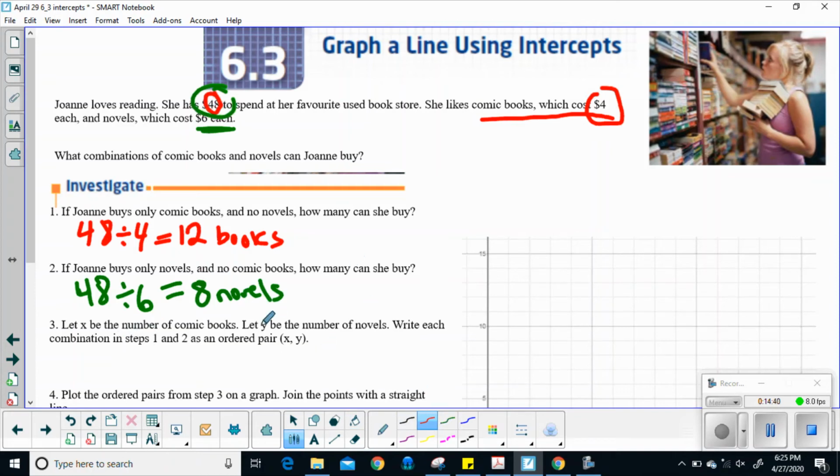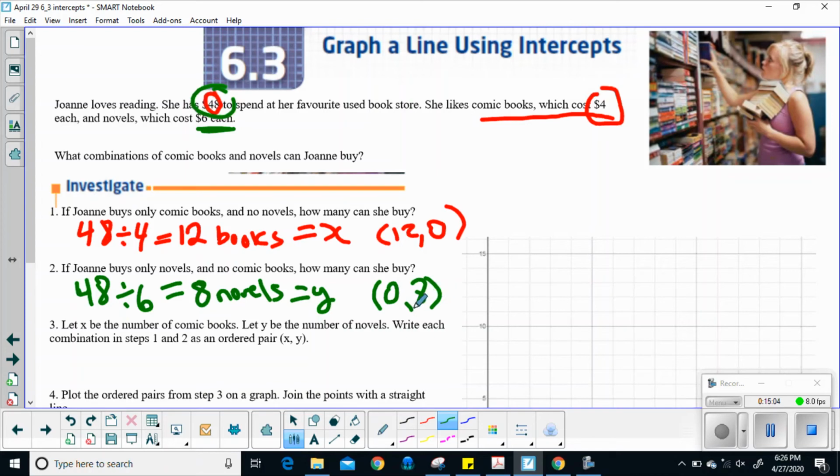So comic books are up here. My y is going to be my number of novels. So that's here. And write each combination as an ordered pair. So in this case, there's my x value. So that would be at the point (12, 0). And my novels would be at the point (0, 8).